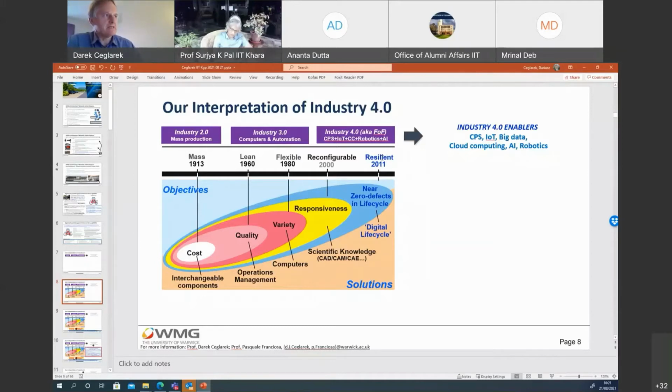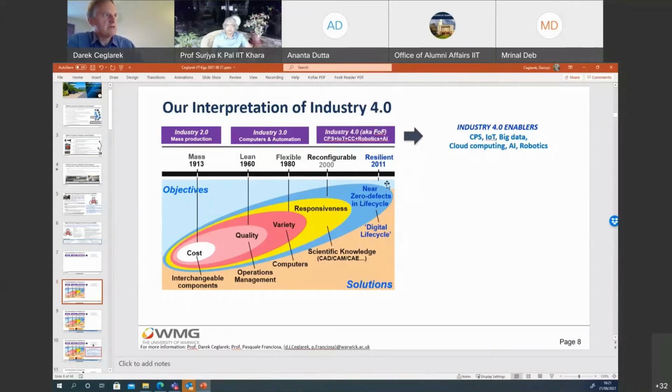perhaps looking at what I would call resilience aspects. The objective is becoming to have a responsive system with a large variety of products, with high quality and cost, but also near zero defects, not only for the product, but in the life cycle of the product and production system. So we are looking at resilience as near zero defects in the life cycle. And there are a number of different analytics being developed for that purpose.